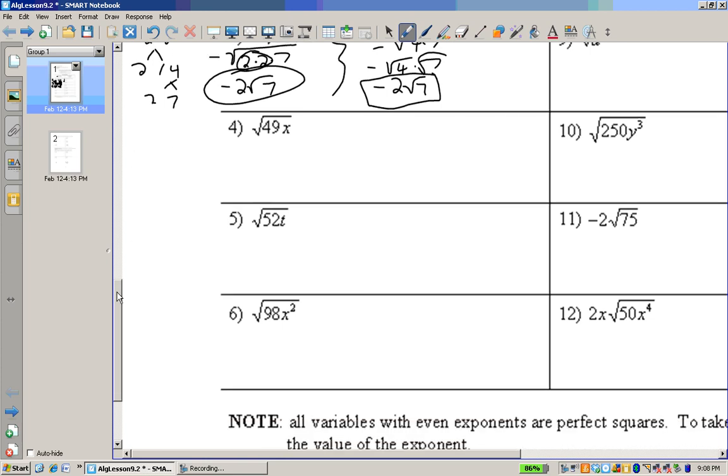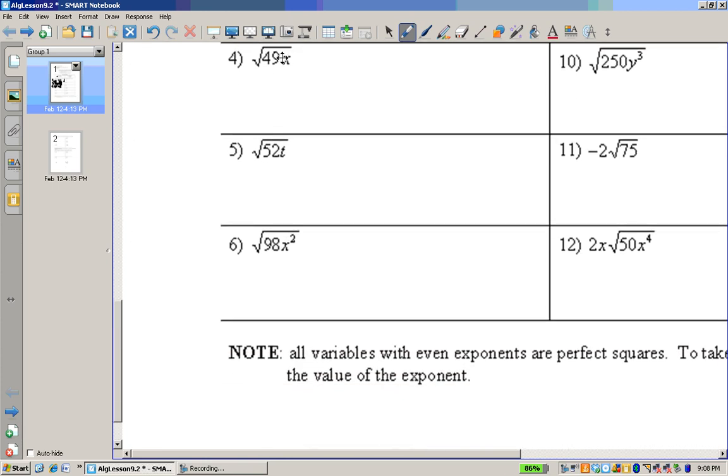Now, number 4, we have a variable. Now, do we treat that any differently? No, not really. We're just going to leave it alone. Now, the square root of 49, of course, would be 7 times 7 because it is a perfect square in and of itself. So I'm just going to go ahead and say the square root of 49 we can separate from the square root of x. The square root of 49 is 7, and we have the square root of x. So 7 square roots of x.